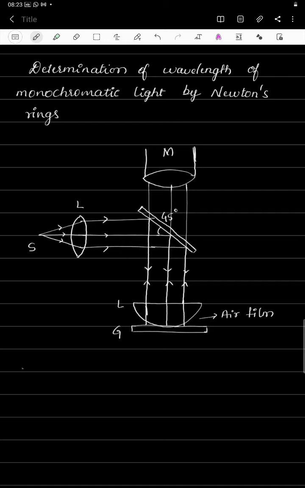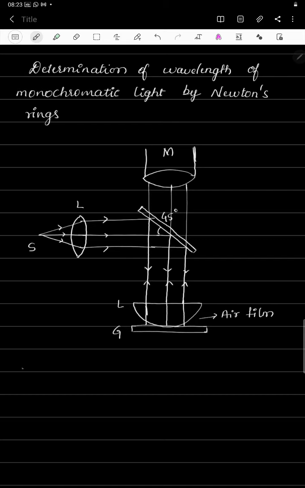A monochromatic light is used. It emits light in all directions, and this light is allowed to pass through the convex lens, and with the help of this convex lens we are going to get parallel rays. These parallel rays are allowed to fall on this glass plate, which is exactly at 45 degrees with the horizontal. Why this is placed at 45 degrees has already been told: it is for normal incidence. So the glass plate is placed exactly at 45 degrees.